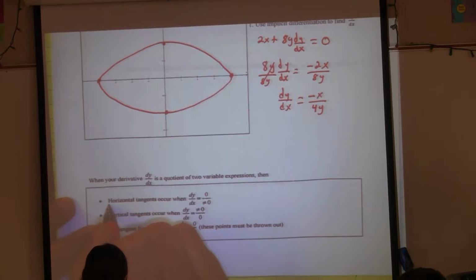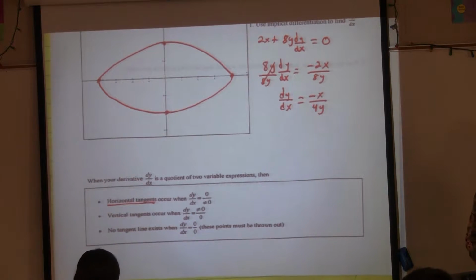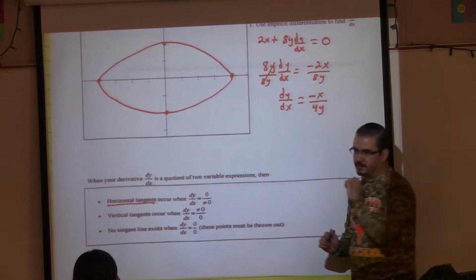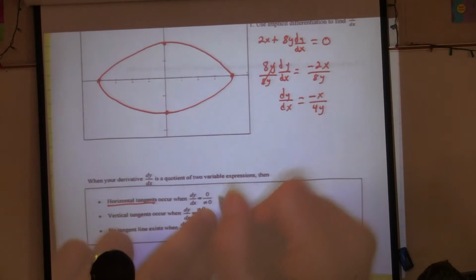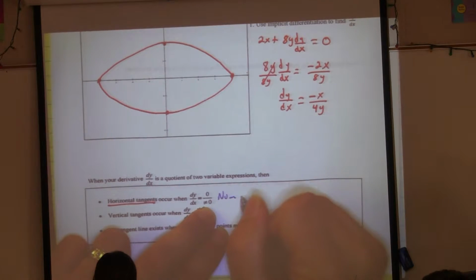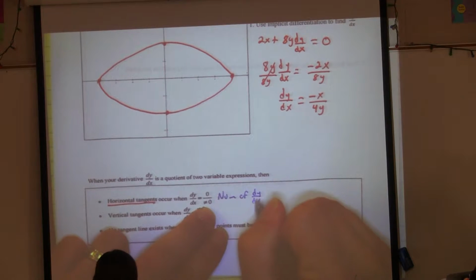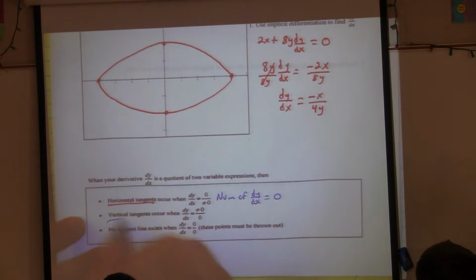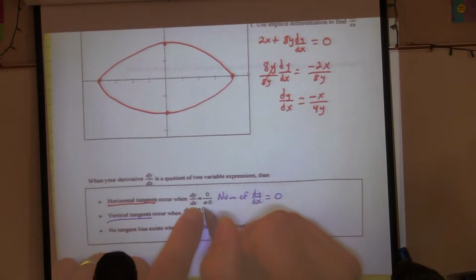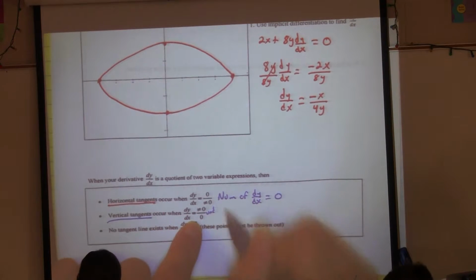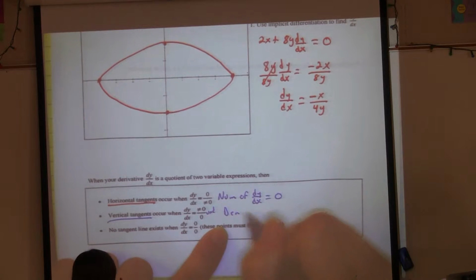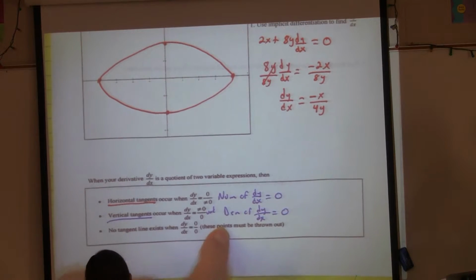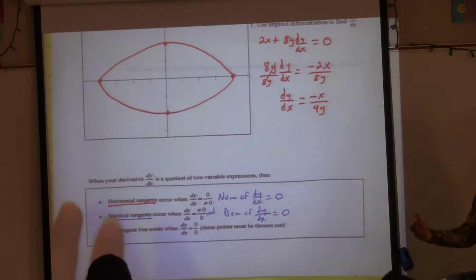If I wanted a horizontal tangent, it's going to occur where the derivative is equal to what? dy/dx equals 0, right? And when is the fraction equal to 0? When the numerator of dy/dx is equal to 0. We're going to have vertical tangents when the derivative is undefined. If I have something divided by 0, that's undefined. That's going to happen when the denominator of that derivative is equal to 0, because the derivative is a fraction.